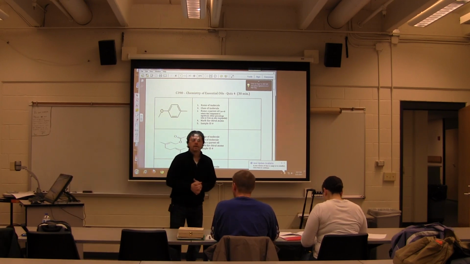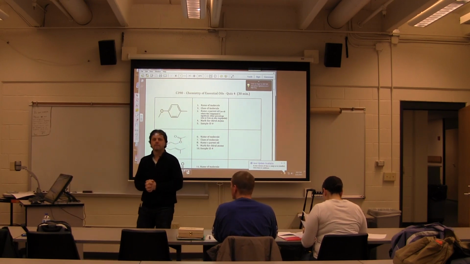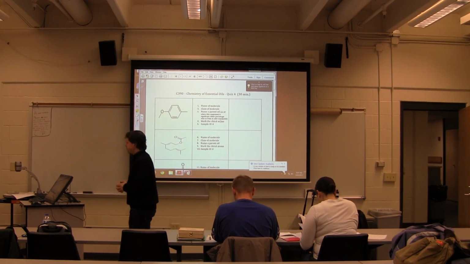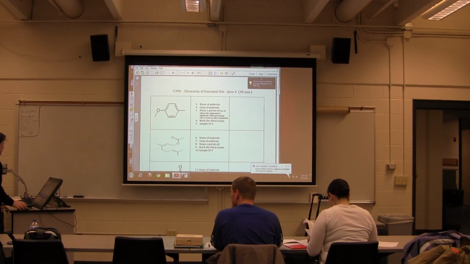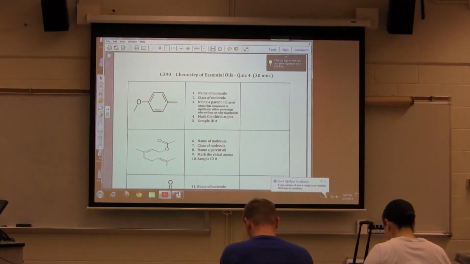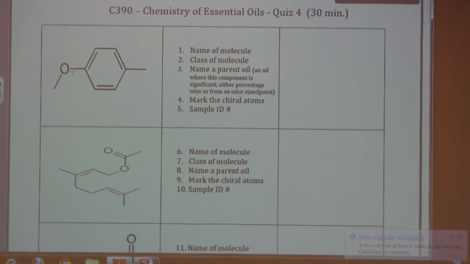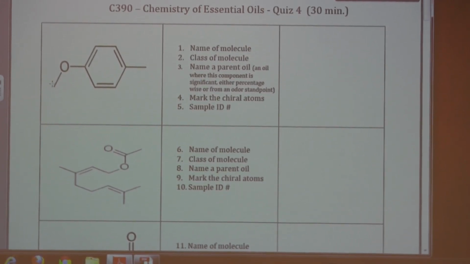So, we rolling? Okay. The first problem there is what? What is that, first of all? What class is that? Ether. There's an ether, right? Because of this group here: R, O, and then R.